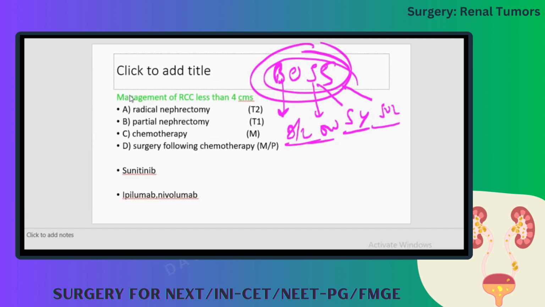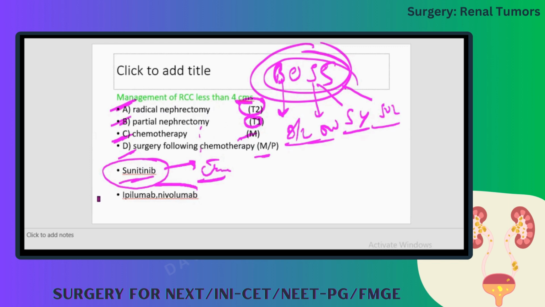Very good. So in management of RCC, if the RCC is less than 4 centimeters, partial nephrectomy in stage 1, radical nephrectomy in stage 2. For metastatic disease, it is chemotherapy. Surgery following chemotherapy is for metastasis. Both, anything you can do. These are the chemotherapy agents. Sunitinib is the chemotherapy agent for RCC.